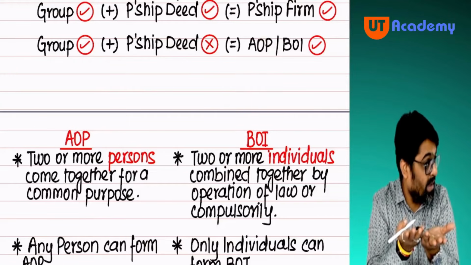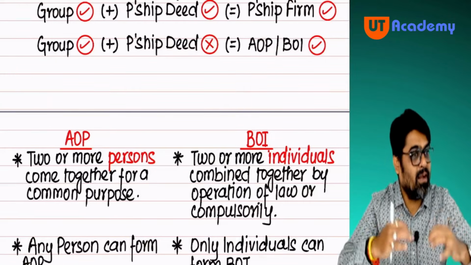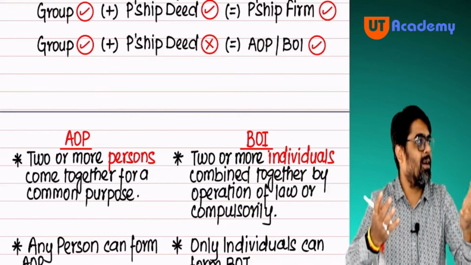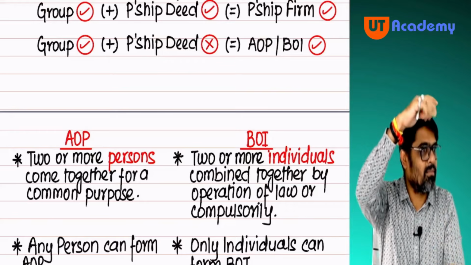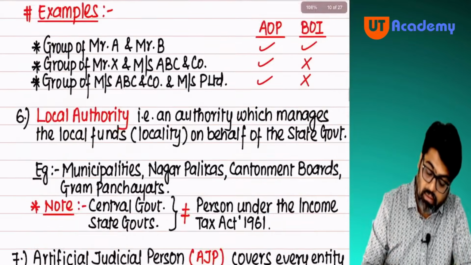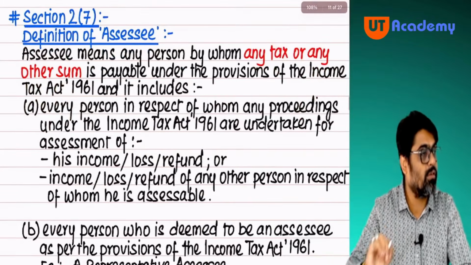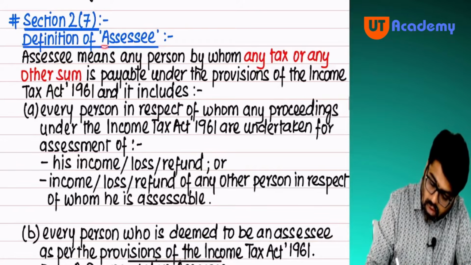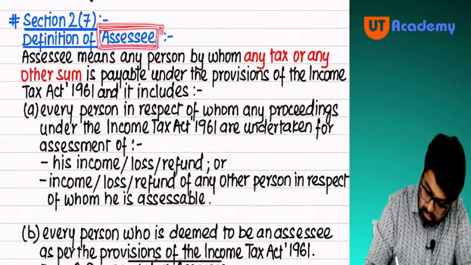The base is to be made in CA Inter, and on that base, slowly and gradually, you will build the entire building of income tax. But that time you will be in CA final. Getting my point, everyone? So right now, the main focus will be on individuals. Now see the definition of the term assessee. I am talking about this term now.